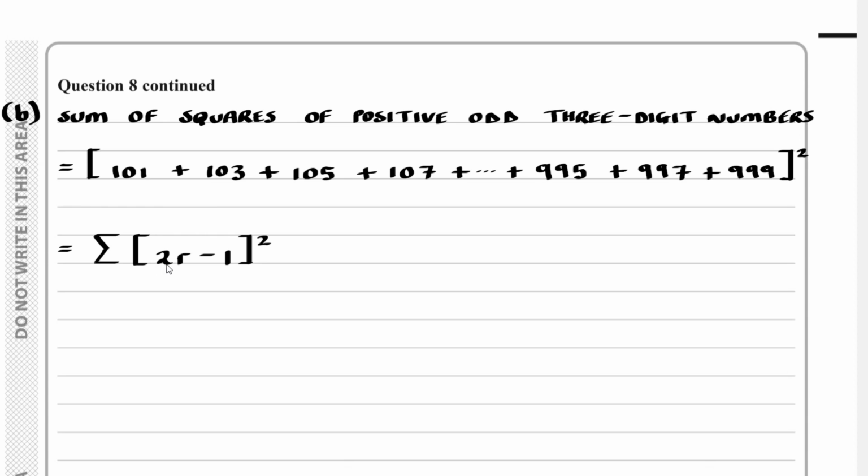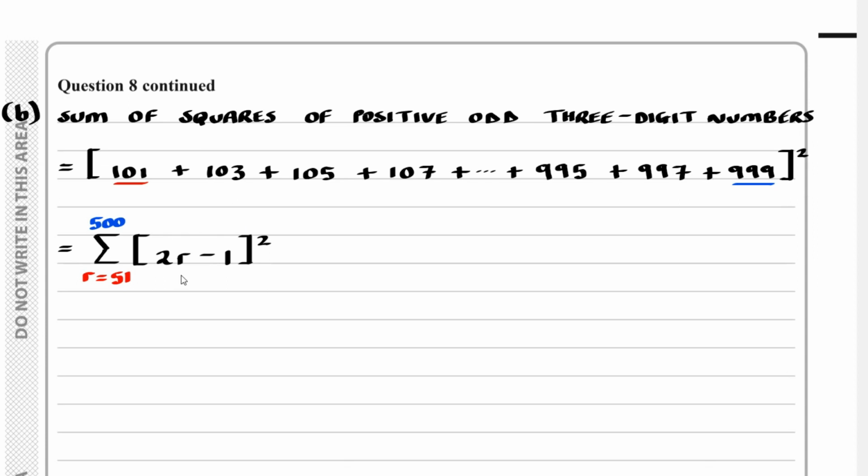We have the sum of (2r minus 1) all squared given to us. Now we've got to think carefully about our summation. If we think about 101, what is the connection between 2r minus 1 and 101? That occurs when r is equal to 51. If I multiply 2 by 51 and then subtract 1, I get 101. And then 999 occurs when r is equal to 500. 500 times 2 subtract 1 is 999.